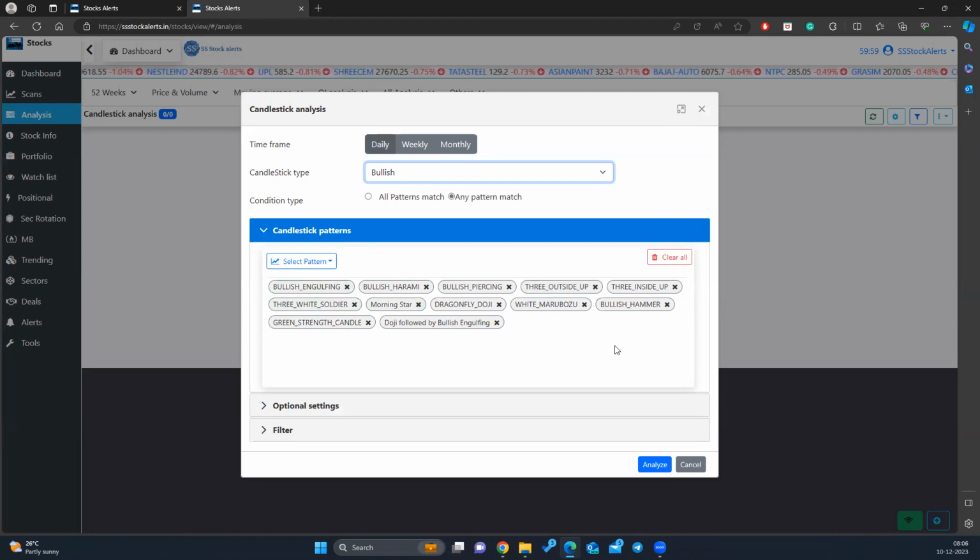This will be useful only whenever we are combining some patterns. So let us see that also later. Let us go with the any pattern match. If any one stock is matching with any one pattern here, then it will appear here.